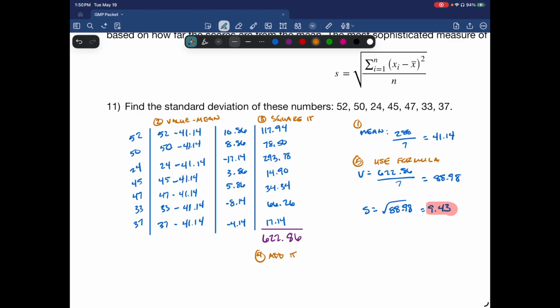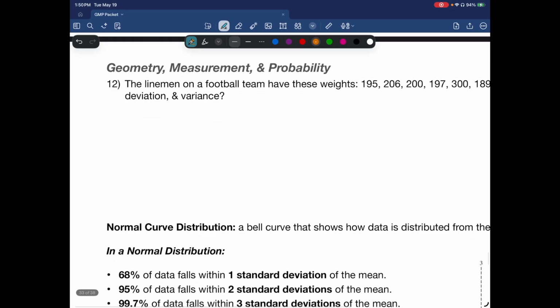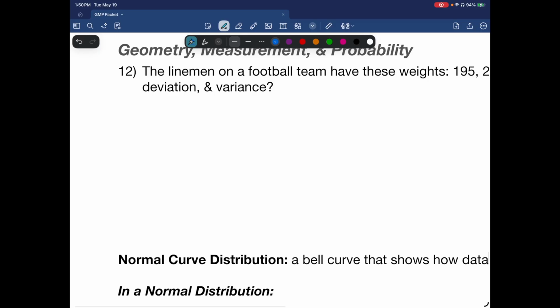Okay, so that's 11. Let's do 12. We'll do the same thing. On 12, we have the weights of linemen. So we've got 195, 206, 200, 197, 300, 189, and 320.